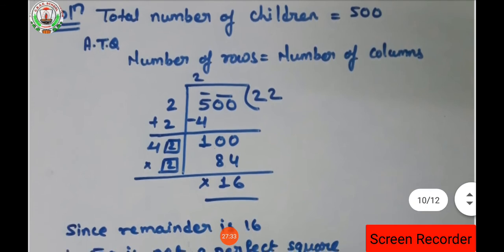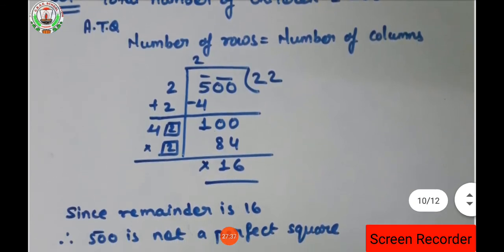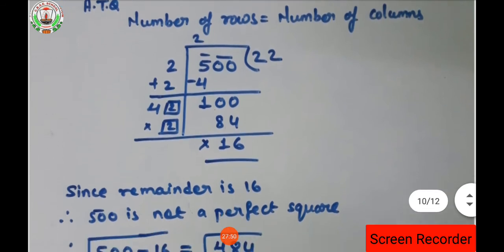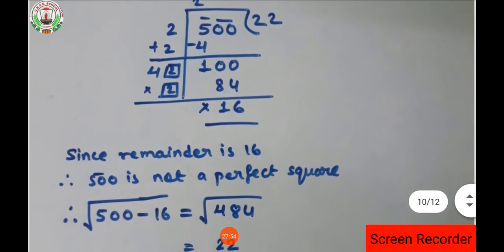the long division method. Everybody knows how to do the long division method, making the pairs from the right hand side. Always remember, dear students, that you have to make the pairs from the right hand side. Okay, so here I have solved the long division method. What is the quotient in this? 22, and the remainder is 16. Now since the remainder is there, that means 500 is not a perfect square. So in order to make a perfect square, what number should be subtracted?